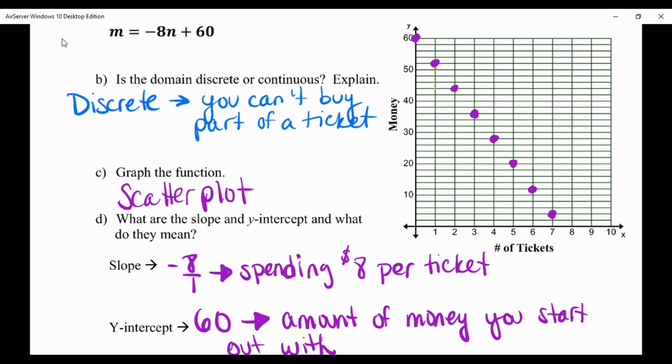So let's take a look at this graph. This has a decreasing slope, which makes sense because as the number of tickets that we buy increases, the amount of money we have left decreases. And also, there's a y value for 1 ticket, 2 tickets, 3 tickets, 4 tickets, 5 tickets, 6 tickets, which makes sense because that's how we have to buy tickets. It looks like we can buy up to 7 tickets.